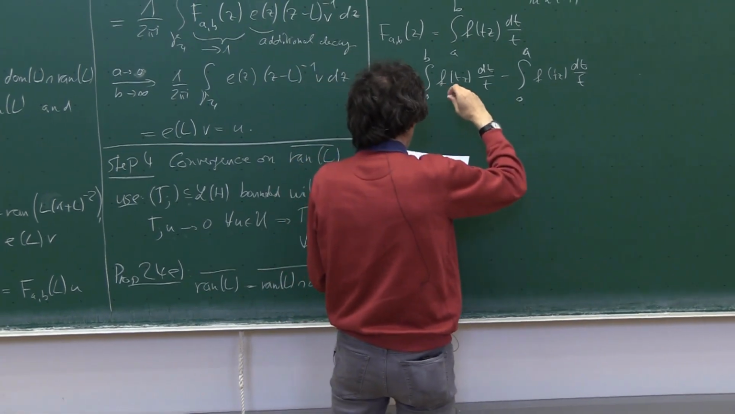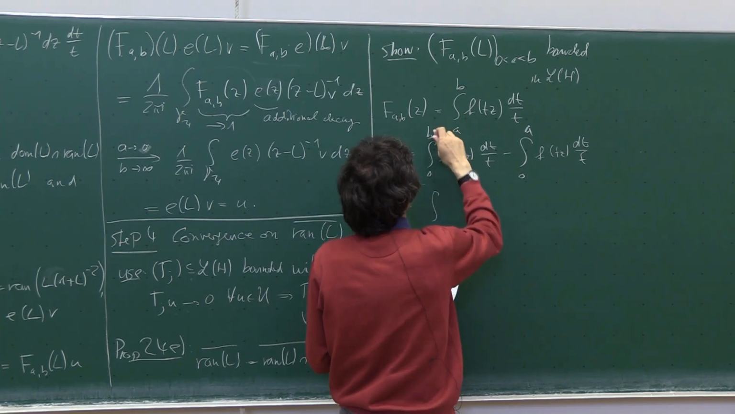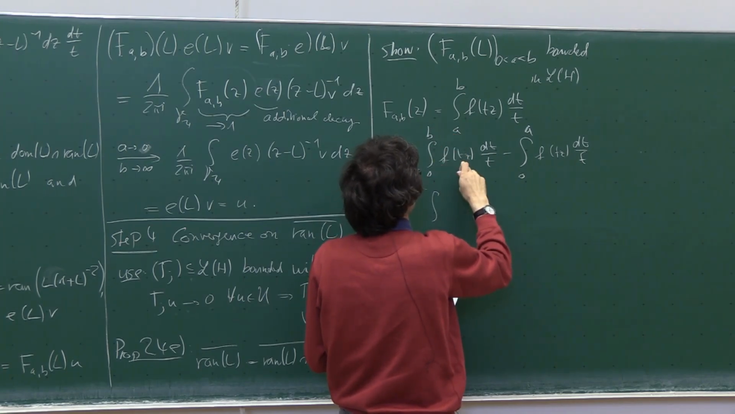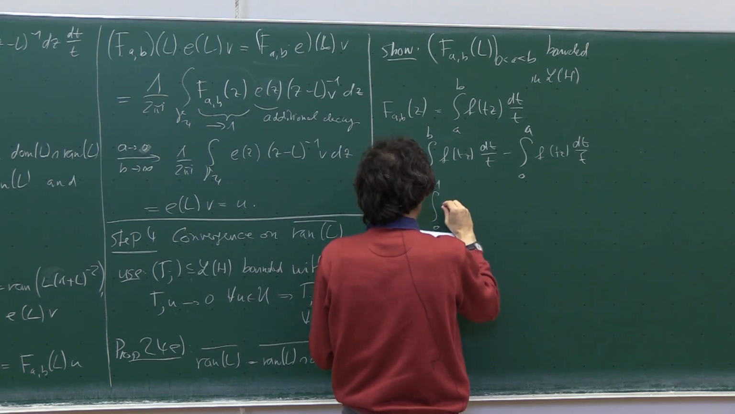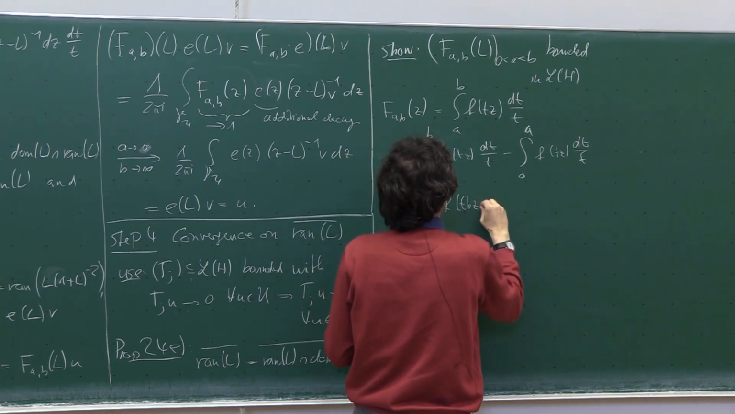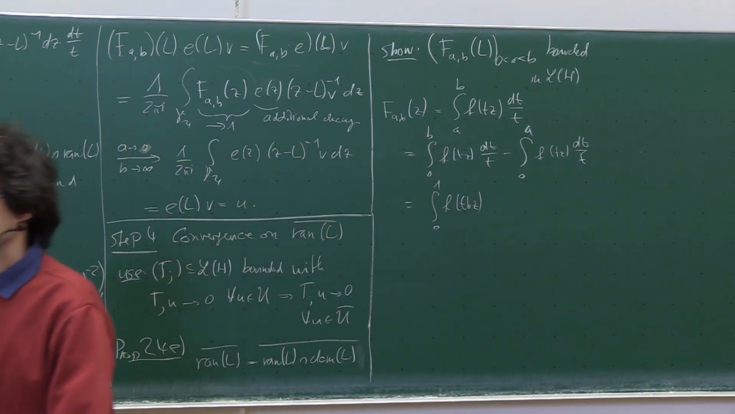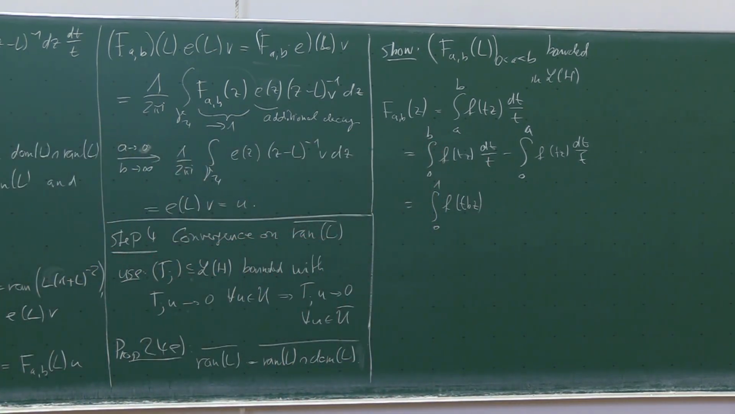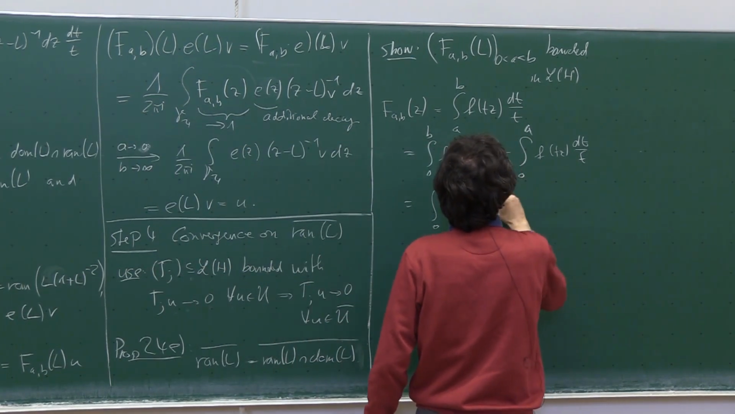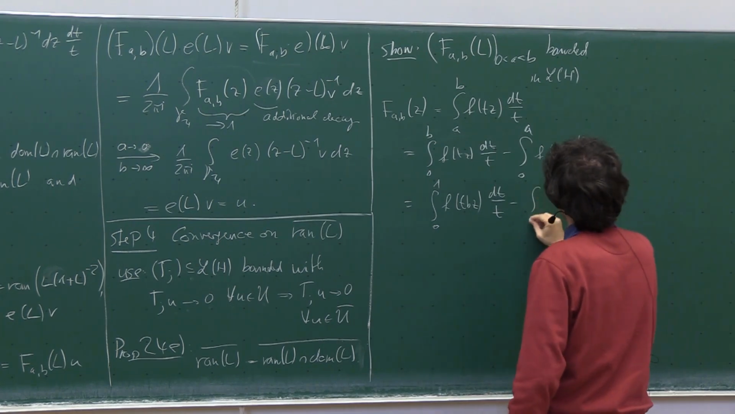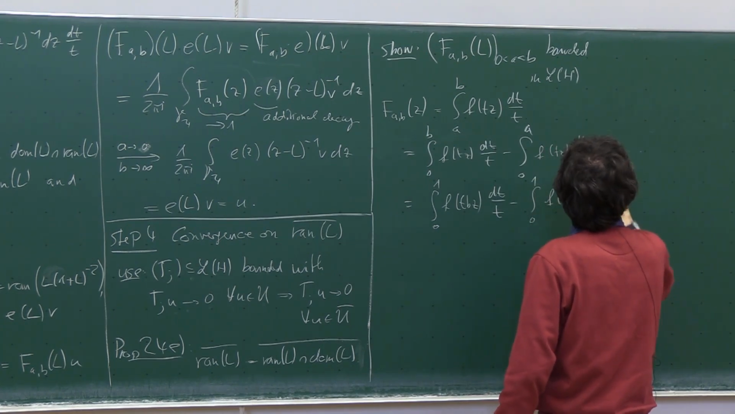I'll do a change of variables, making this an integral from 0 to 1, so t goes to t over b. So this is the integral from 0 to 1 of f(tbz). The nice thing is, again, we have Haar measures, so if you do a change of variable by just multiplying the variable with a constant, this cancels out. So this is dt over t, minus, doing the same thing here, the integral from 0 to 1 of f(taz) dt over t.